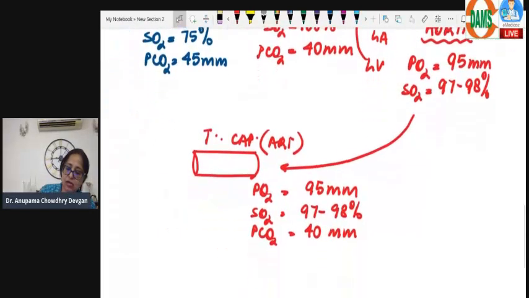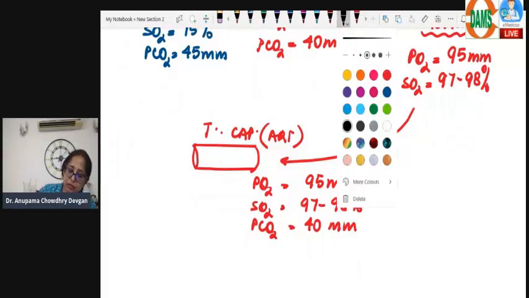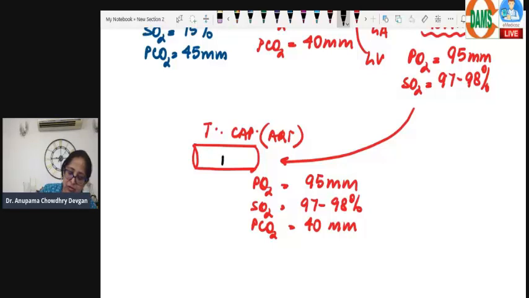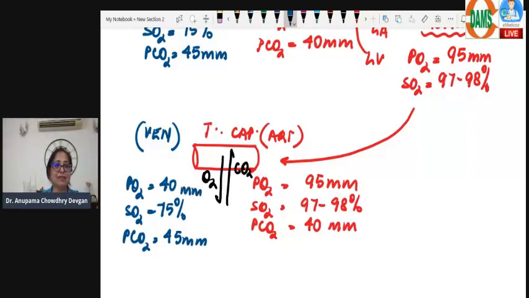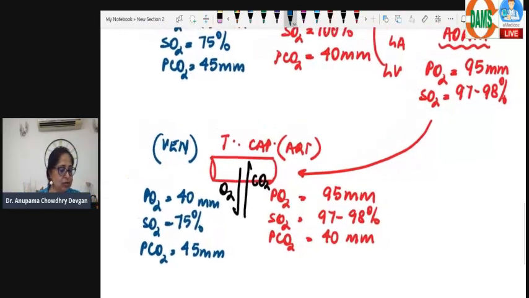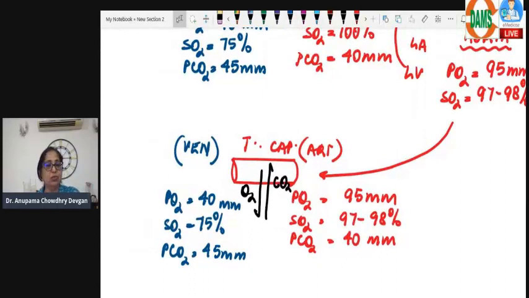Now what happens? Oxygen will diffuse from the blood into the tissues, and CO2 will diffuse from the tissues into the blood. So when I go on to the venous side of the capillary, the PO2 is reduced to 40, saturation is reduced to 75%, and PCO2 has increased to 45 millimeters of mercury. Exchange is happening at the level of the tissue capillary. The tissues need oxygen, so oxygen diffuses from the blood into the tissues, and CO2 from the tissues into the blood. So on the venous side, PO2 reduces, saturation reduces, PCO2 increases.